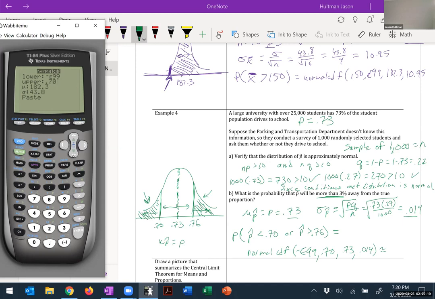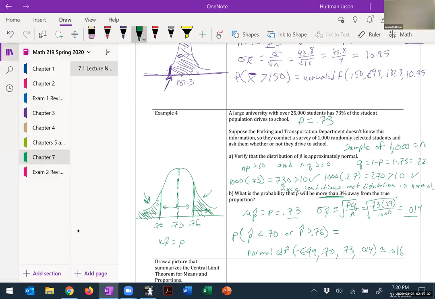The mean I want as 0.73, and the standard deviation I want as 0.014. Okay, I'm going to paste that, and I get about 0.016. So this one piece is 0.016.